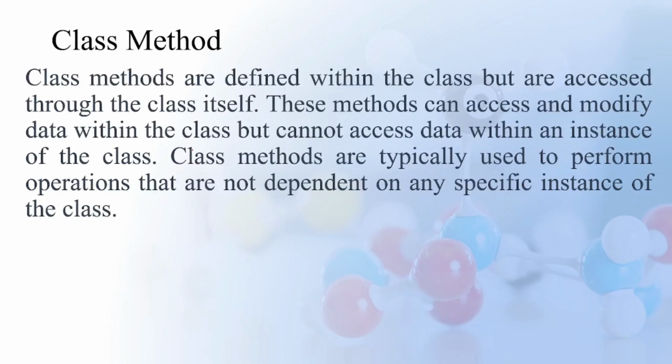Now, second one, we have the class method. Class methods are associated with the class, obviously, and defined within the class, but are accessed through the class itself. These methods can access and modify data within the class, but they cannot access data within an instance of the class. And class methods are typically used to perform operations that are not dependent on any specific instance of a class.